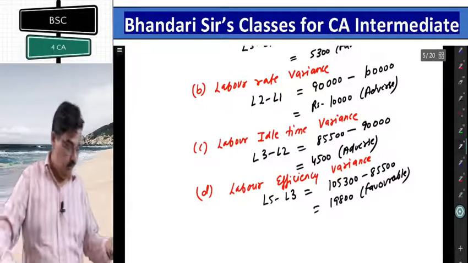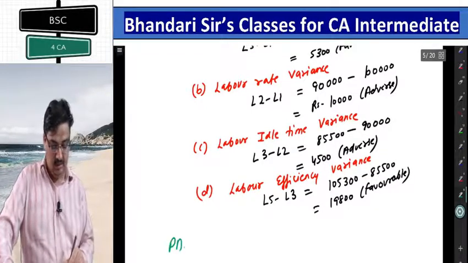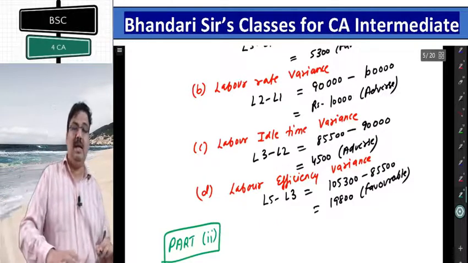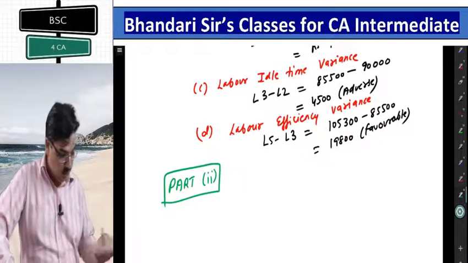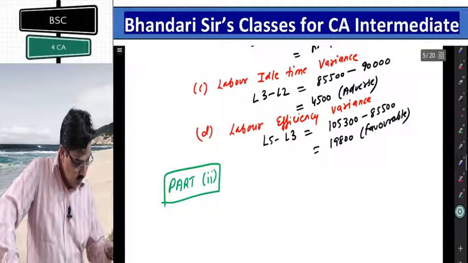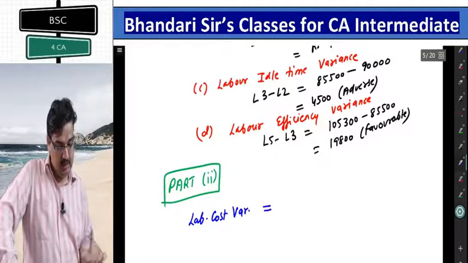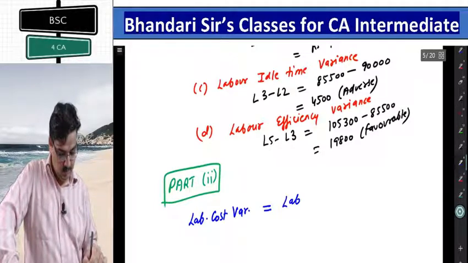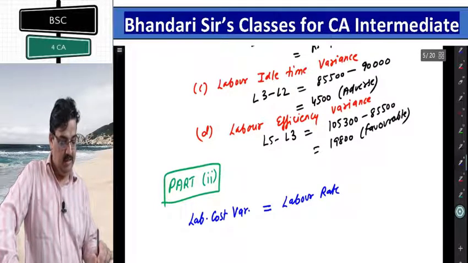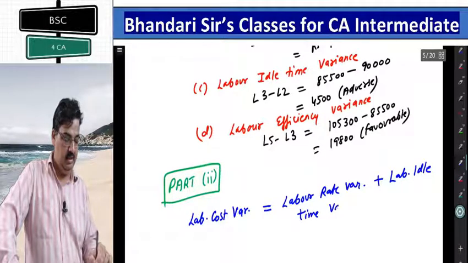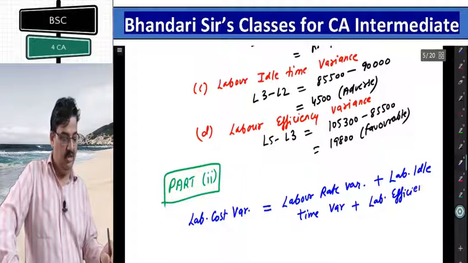In the second part, he says reconcile. How should I show the reconciliation? It is like showing the table. I am going to show labor cost variance is equal to labor rate variance plus labor idle time variance plus labor efficiency variance.